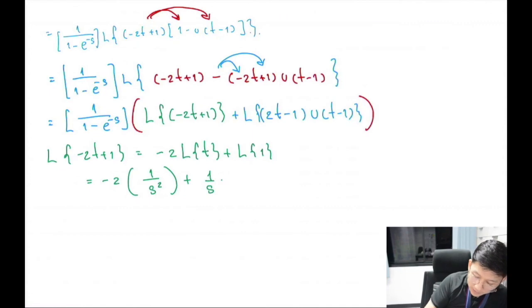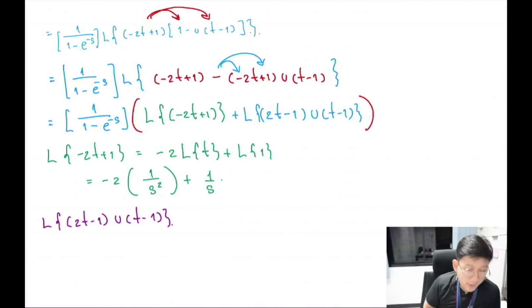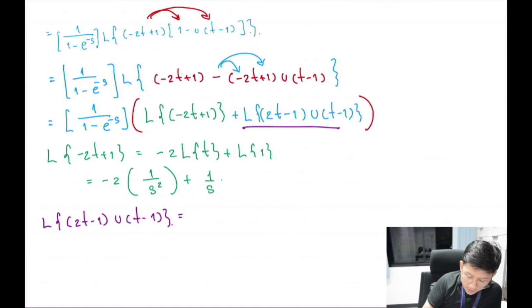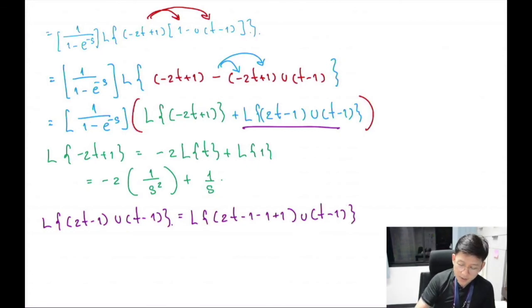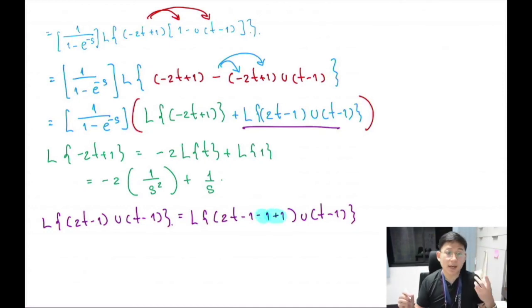It would be Laplace transform of 2t minus 1 u(t minus 1), which is this guy. And then here can I write it like this, 2t minus 1 plus 1, u(t minus 1)? This is okay. If I minus 1 and then I plus 1, it's the same as plus 0, right? So it doesn't really matter.